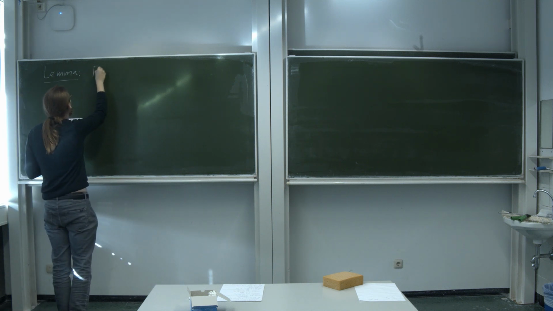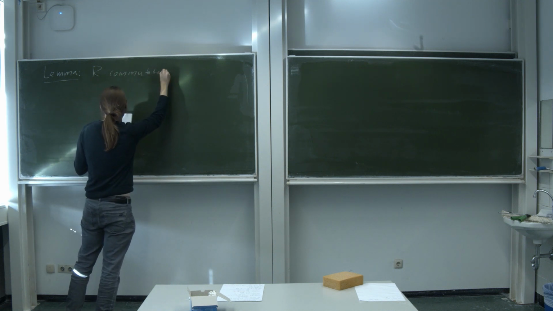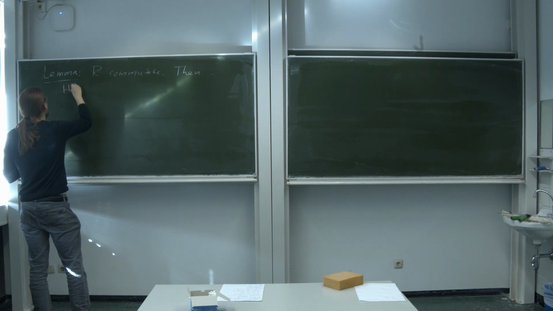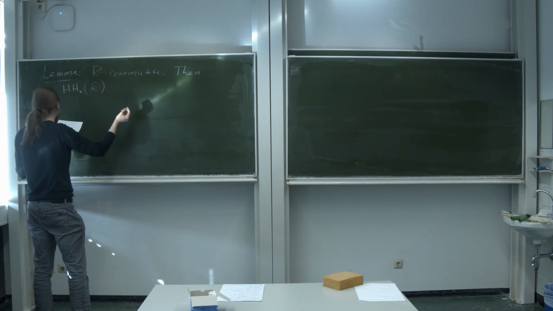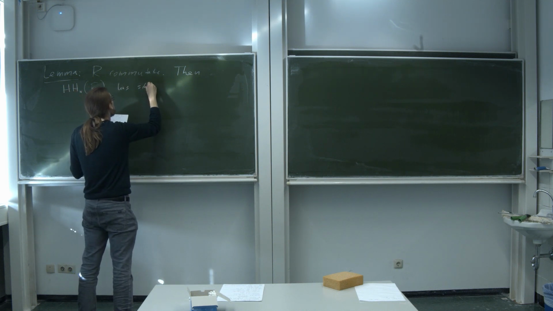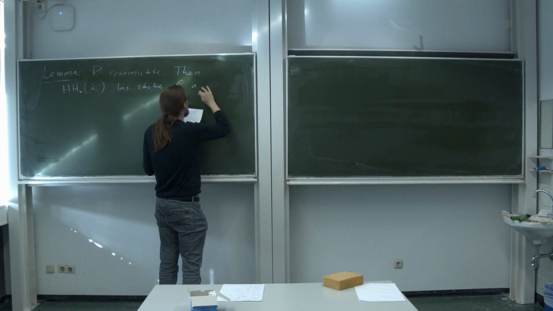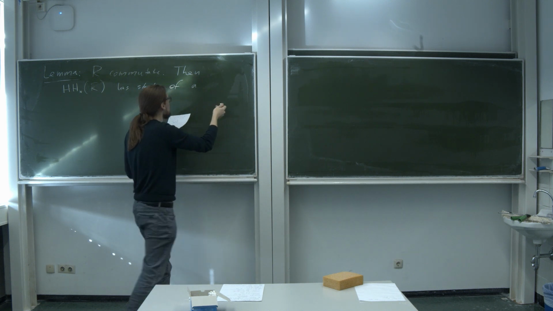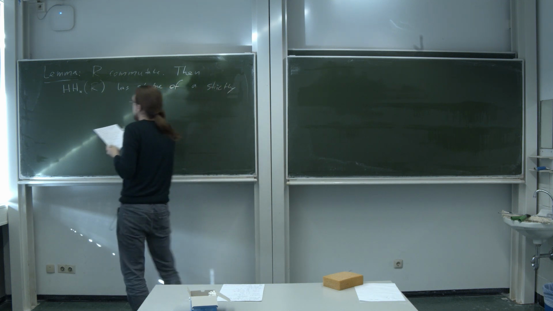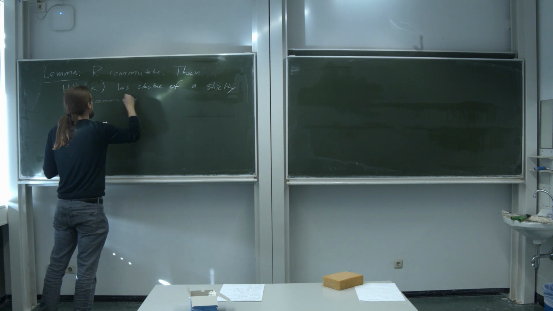So if R is a commutative k-algebra, we have that the Hochschild homology forms a graded ring, so it has the structure of a graded ring, and in fact a strictly graded commutative ring.